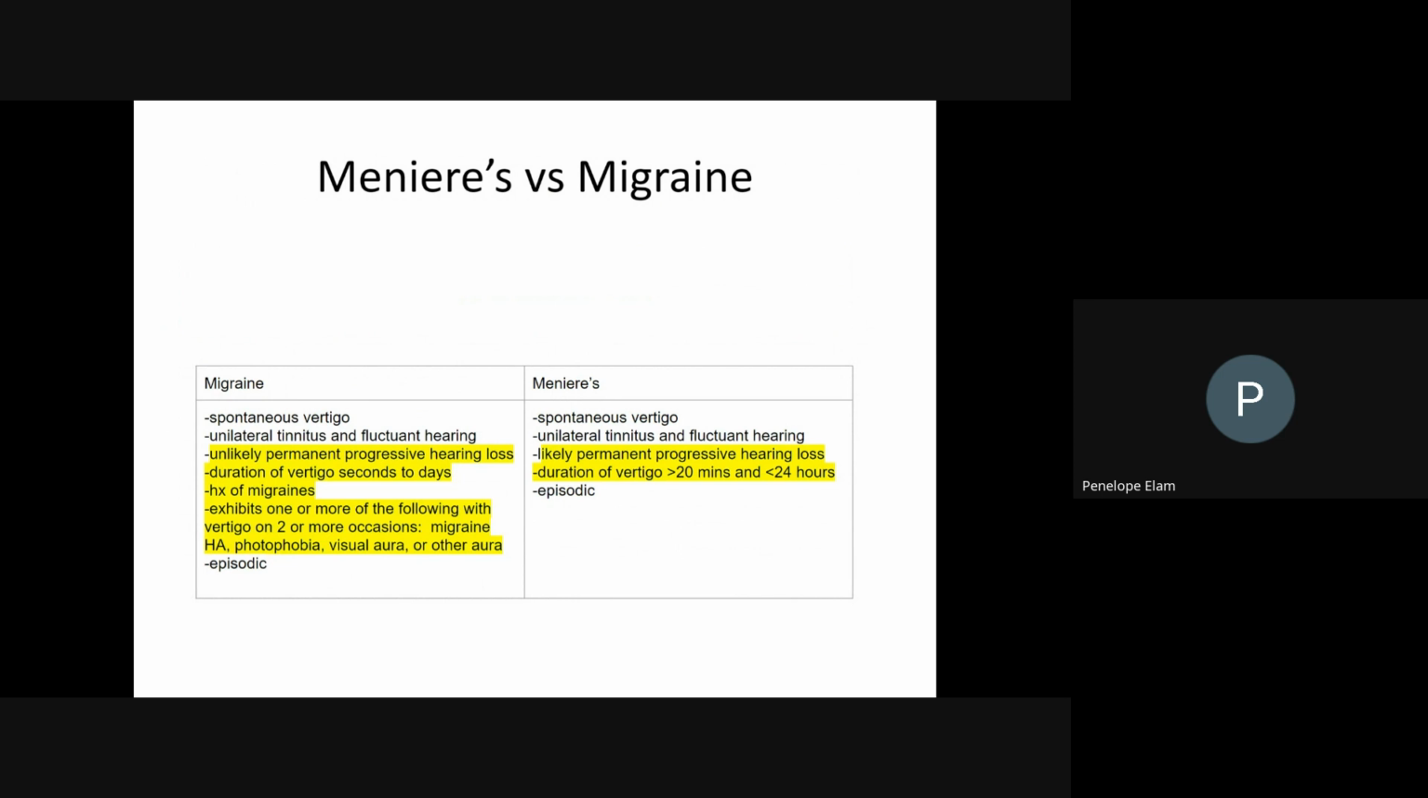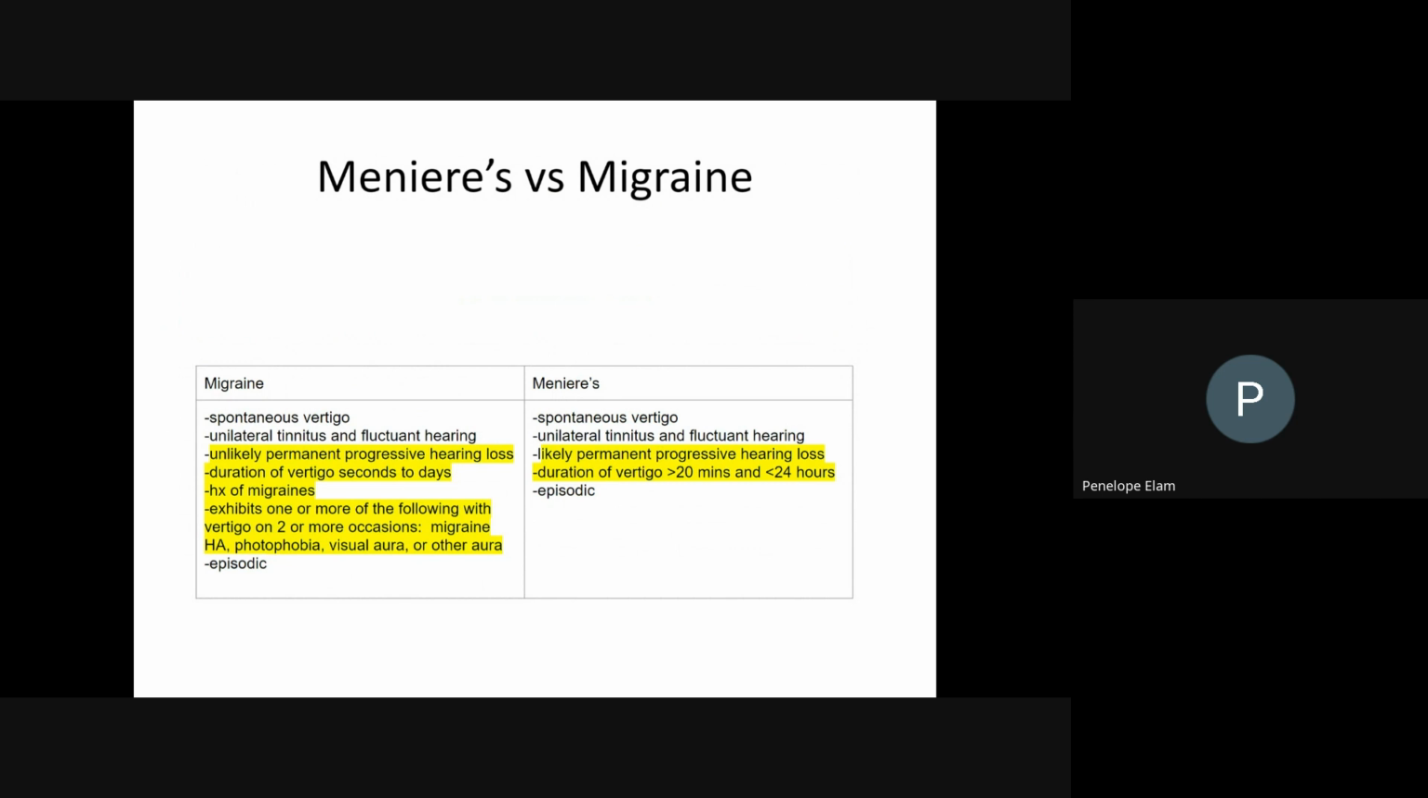So anytime they would have the migraine, it could be a vestibular migraine. They're going to have that spontaneous vertigo. They're going to usually have some tinnitus and fluctuating hearing loss, but usually their hearing loss is not going to be permanent and it's not going to be progressive. It may last seconds to days, depending on how long the migraine lasts. Typically, they'll have a history of migraine, and typically they're going to have some type of aura. So they might have issues with light, hearing, things like that, but they're typically going to have some type of aura that's going to come with it.